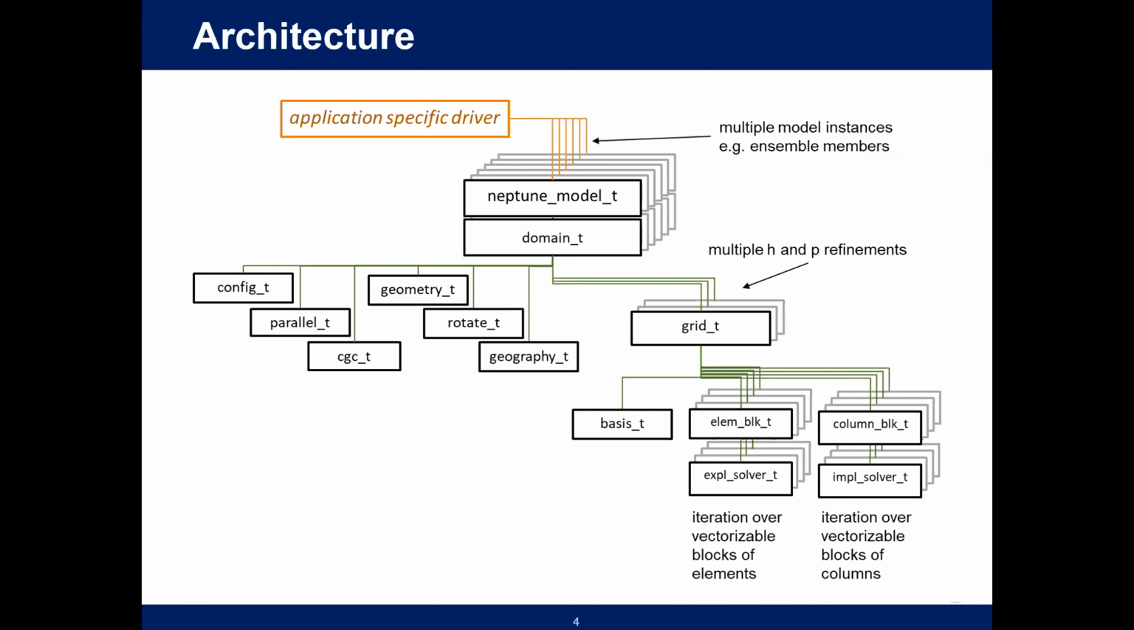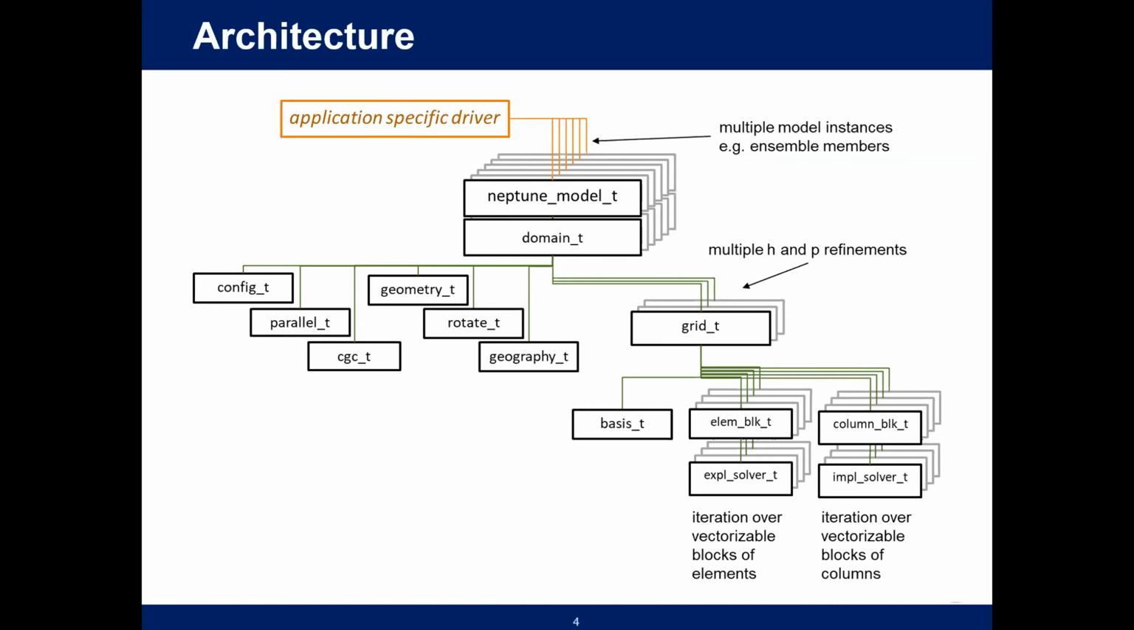That driver could be a standalone free forecast driver. It could be the JEDI data assimilation framework that's being developed by an interagency, international consortium, or it could be the Earth System Modeling Framework, the NUOPC framework, to do Earth System type predictions. But in any case, the application will declare and instantiate one or more instances of the Neptune model type, which contains the domain.